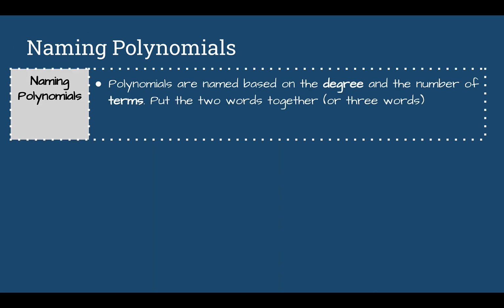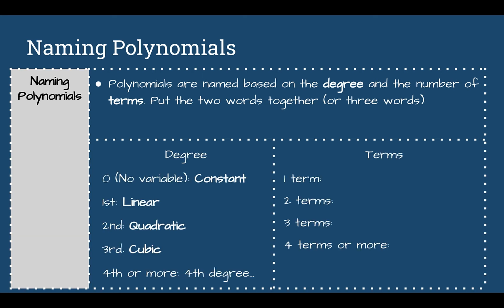Now that we know what terms are and what degree means, when we're naming polynomials, we're going to go off of those two things and put them together to form one name. It's going to go degree first and then by the number of terms. So first, let's look at our degree.